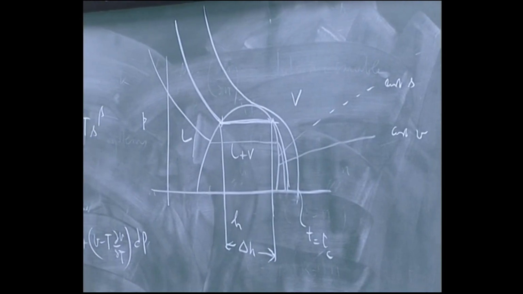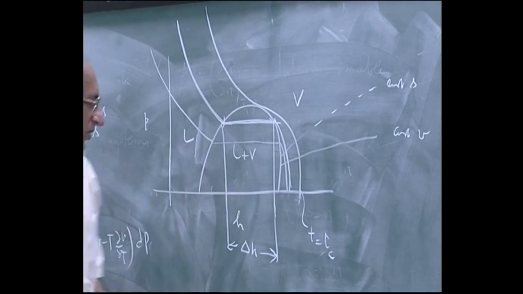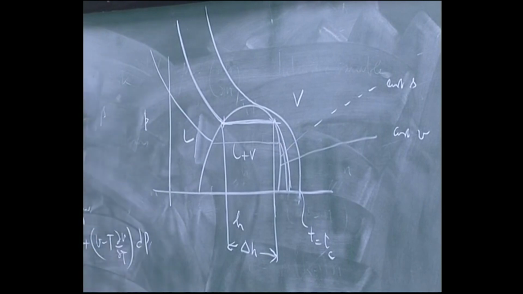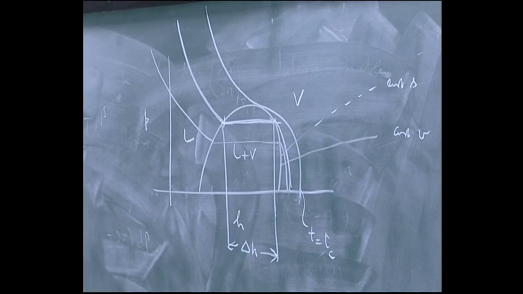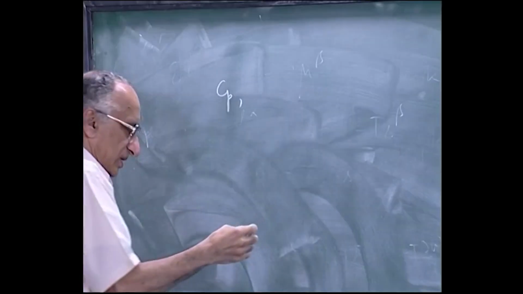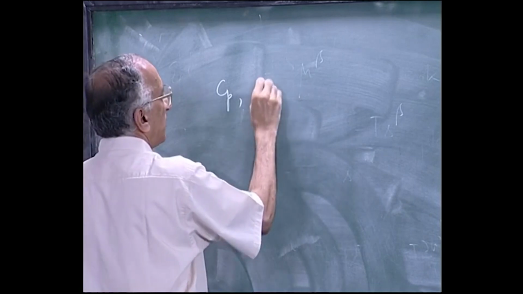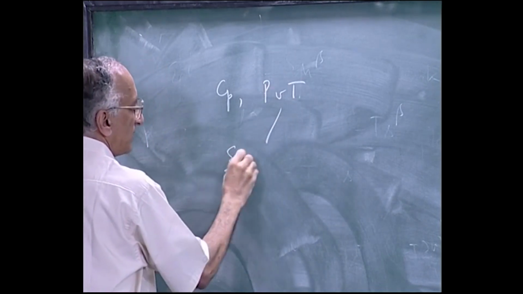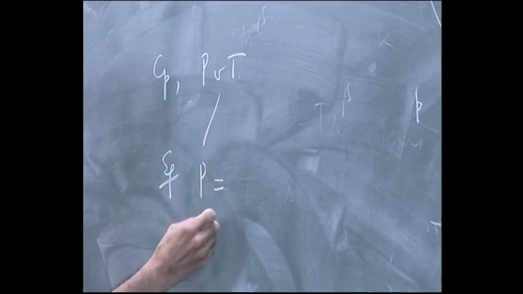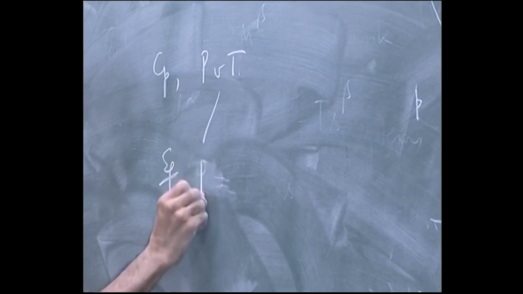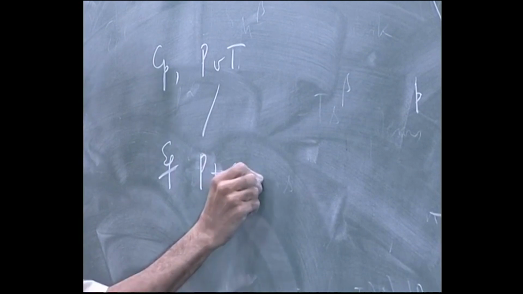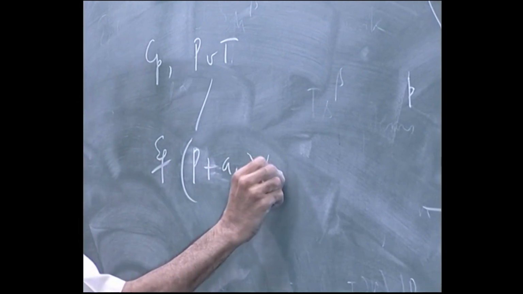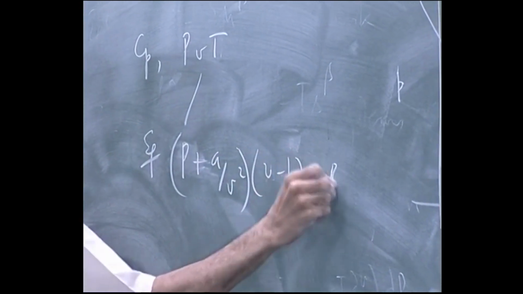What we can do is actually calculate this whole thing. I would like you to compute it for a van der Waals fluid, because in order to give you information I have to give you Cp, the specific heat, and PVT information. PVT information, for example, you can take the van der Waals equation: P plus A by V square into V minus B is equal to RT.